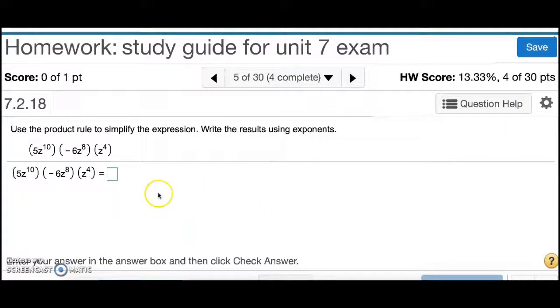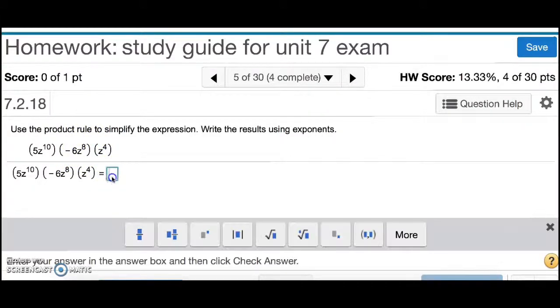Number 5, we do the same thing. We multiply all the numbers in front of each other. So we have 5 times negative 6, and this is a 1 in front, but we don't write it. So that would be negative 30. These are all the same letter, so we add the exponents since they're all being multiplied. So 10 plus 8 is 18, plus 4 is 22.